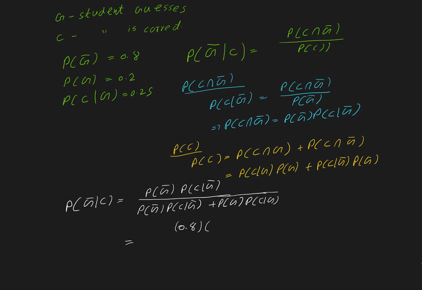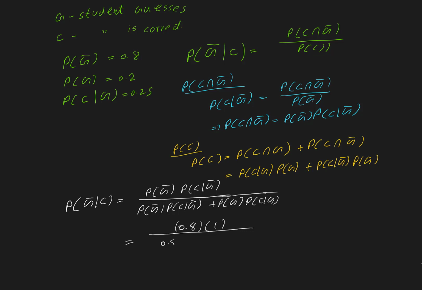Okay, what is the probability of C given G complement? First understand the G. G is the student guesses. So G complement is the student knows the answer, right? Then C is the student is correct. Now think about this. If you know the answer, it means you are not going to guess, right? You know the answer, then what is the probability of giving the correct answer? It is 1, right? If you know the answer, definitely you will pick the correct answer. Therefore, that probability is 1.